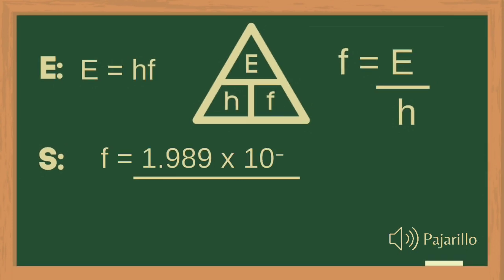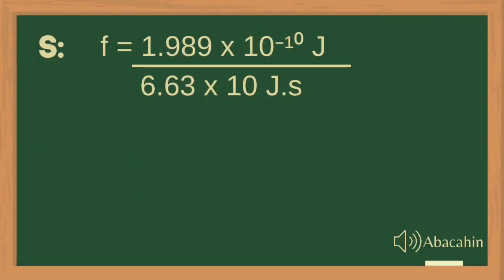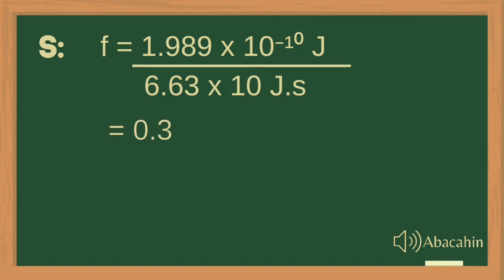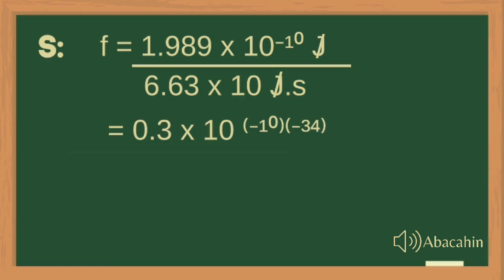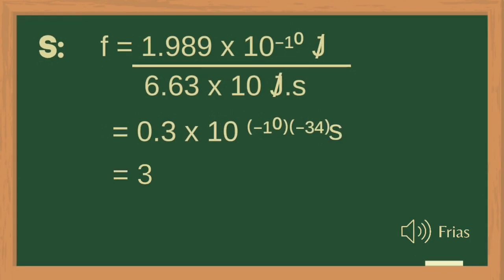Frequency is equal to 1.989 times 10 raised to the power of negative 10 joules divided by 6.63 times 10 to the negative 34 joule-seconds. First divide 1.989 and 6.63, which is equal to 0.3. Bring down 10 and combine negative 10 and negative 34. Cancel the same unit, which is joule, and the rest is per second. Then negative times negative is equal to positive, so negative 10 plus 34 is equal to 24.